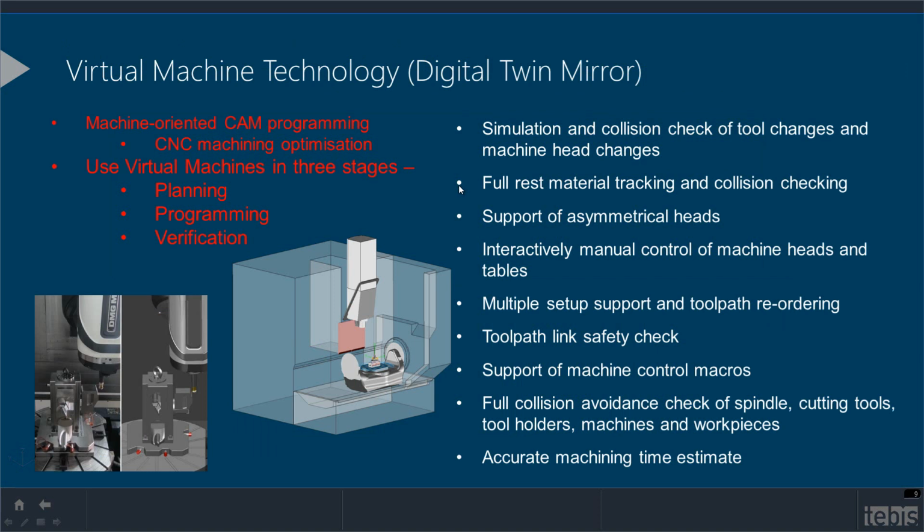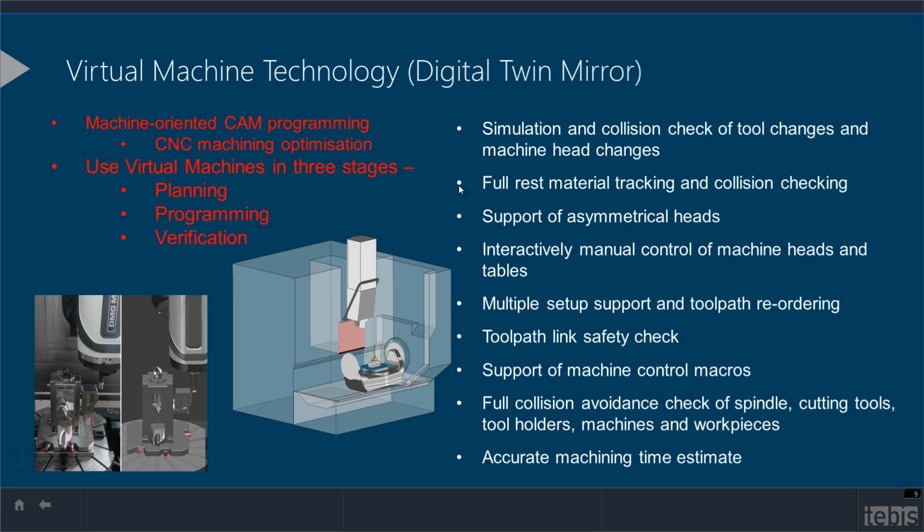Our virtual machine technology also is very important to us. Our machine-orientated CAD programming, again, is unique to Tebis for CNC machining optimizations. In the previous slide with the cutting tools, I mentioned that we could have large machines, small machines, new machines, old machines for different cutting conditions. Each of these machines may have different rotational limits and linear limits. So in here we can use our virtual machines at 3 stages for planning, programming and verification, so 3 steps.